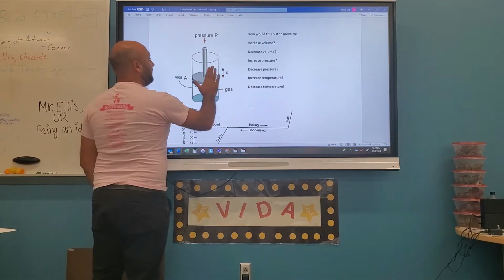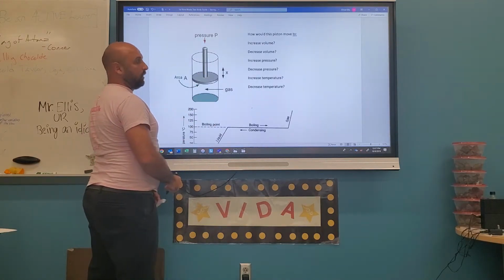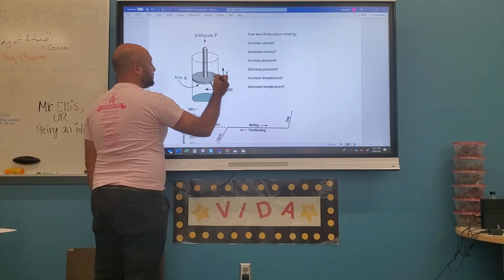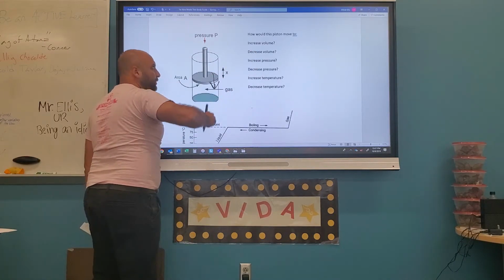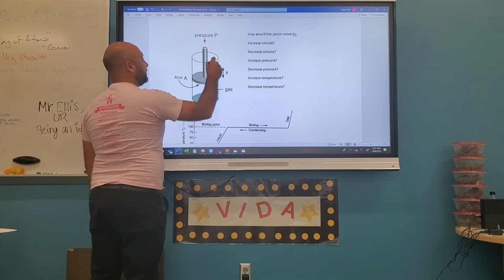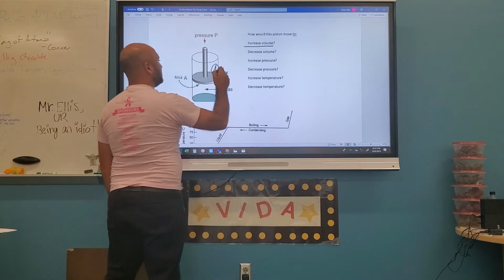If I want to increase pressure, our pressure and volume are inverses. So decreasing volume and increasing pressure are the same thing. To increase pressure, you push down on it. To decrease pressure, pull back. And decreasing the pressure increases the volume. It's the same thing.